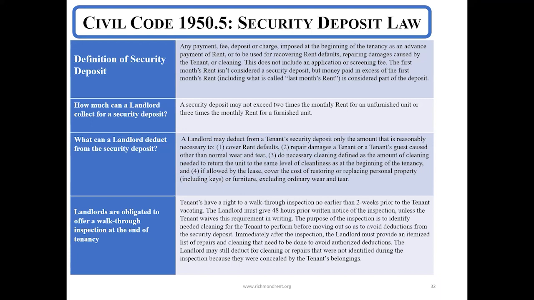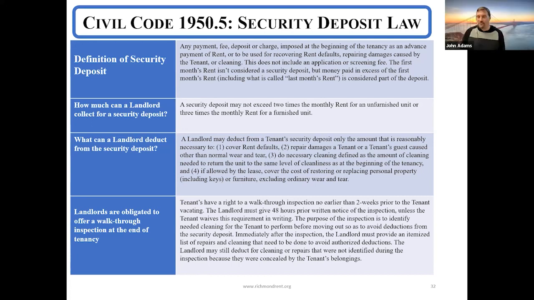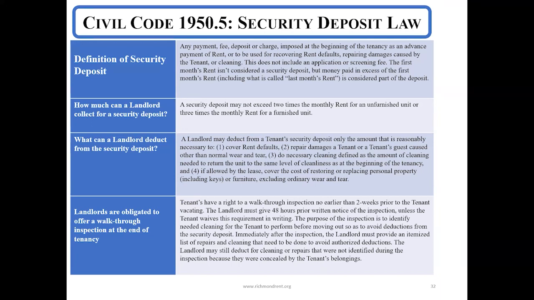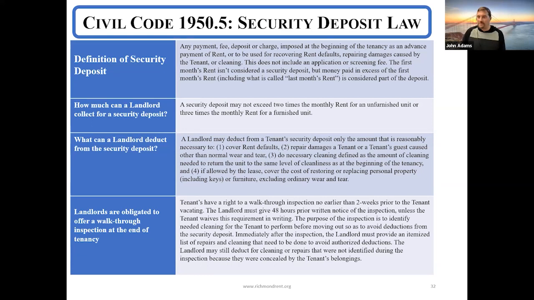Para clarificar, no puede ser más de 2 veces la renta mensual. And in a furnished apartment, 3 times the rent. Y para una unidad que ya tenga refri y microondas y estufa, no puede ser más de 3 veces la renta mensual. One thing that is not covered is what's considered wear and tear.